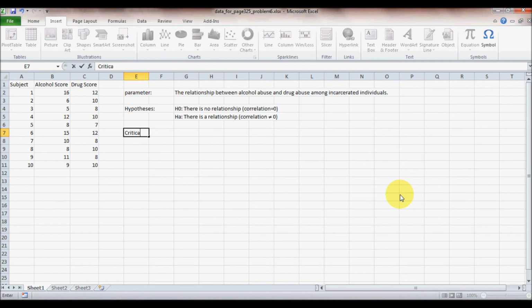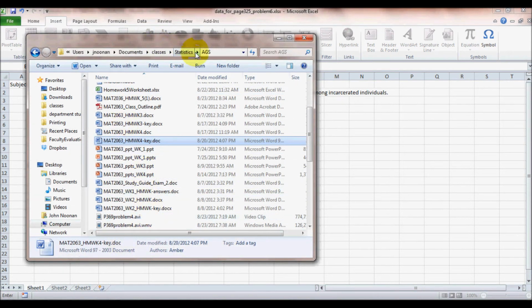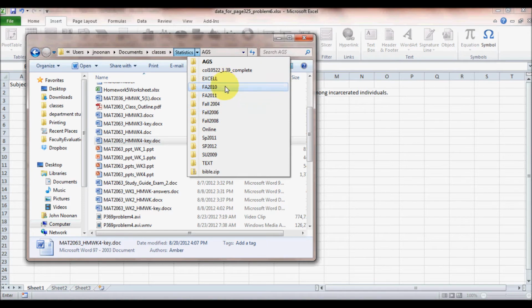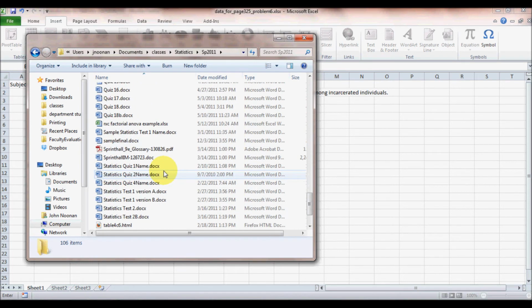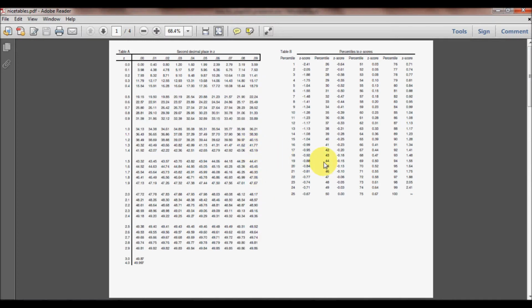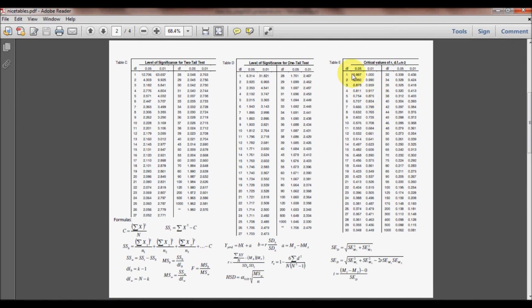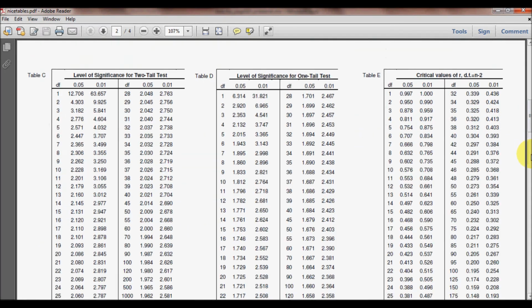The critical value is found in the tables. I'm just going to pull up my table here. Let's see, where did I put it? There it is. These are in the back of your book. It's table E. Let me zoom in here so that you can see what I'm looking at. There, table E, critical values for R.